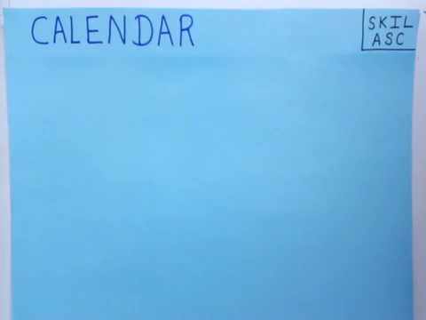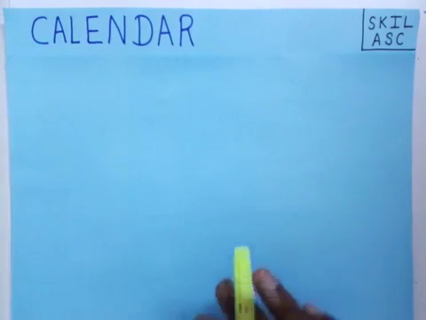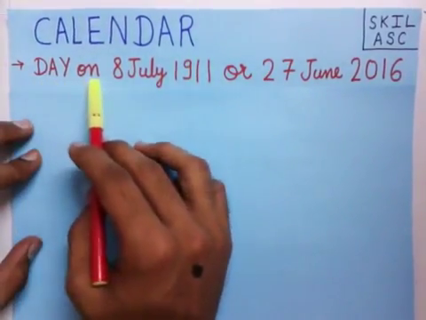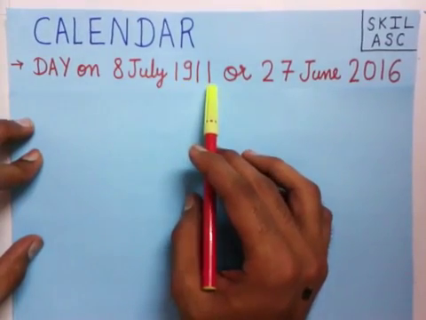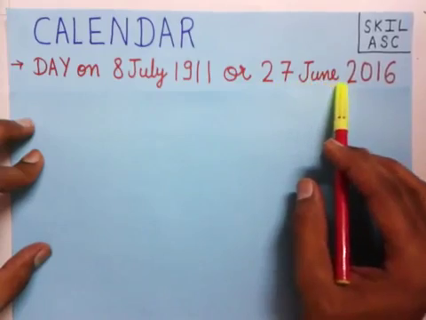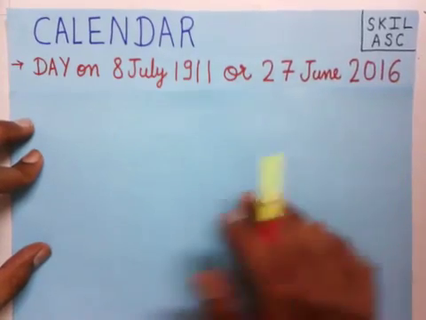Welcome everyone. In this video, we are going to have knowledge about calendar. In our daily life or in many exams, we may need to find the day on any given date without using any calendar. For example, we may need to find the day on 8th July of 1911 or the day on 27th June of 2016.